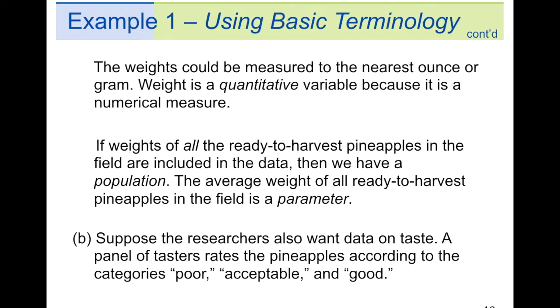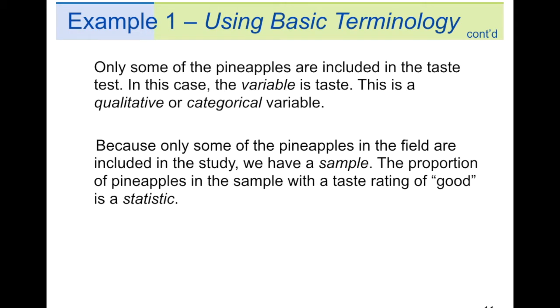Suppose the researchers also want data on taste. A panel of tasters rates the pineapples according to the categories poor, acceptable, and good. Only some of the pineapples are included in the taste test. In this case, the variable is taste. This is a qualitative or categorical variable. So again, those 3 things, those are categories.